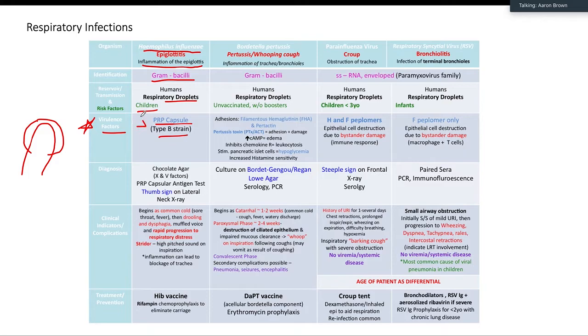Okay, diagnosing it is that classical chocolate agar. We can do a PRP capsular antigen test to see if this is the epiglottitis causing Haemophilus influenzae. And then we always learn about this thumb sign on lateral neck x-ray, which is basically just the epiglottis sticking out like a thumb right over our trachea. A bad, bad sign, right? Because we can end up with respiratory failure.